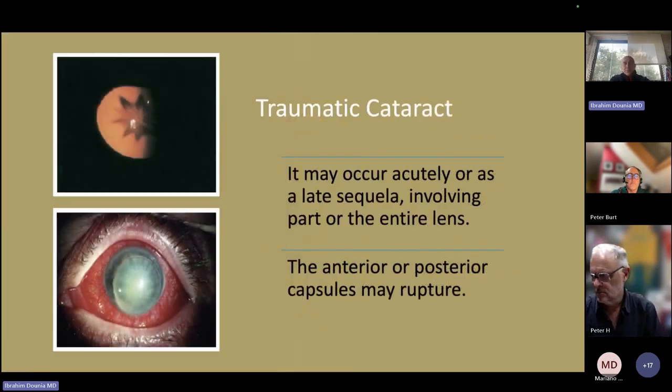Also, trauma may cause traumatic cataract. It can occur directly or later on, involving part or the whole lens. We know that the lens is surrounded by an anterior and posterior capsule. Any trauma may disrupt the anterior or the posterior capsule. Like this patient, the anterior capsule has been disrupted. This is the lens of the eye. Instead of being posterior to our iris, it's anterior to our iris. This is an emergency, cataract removal surgery needed.